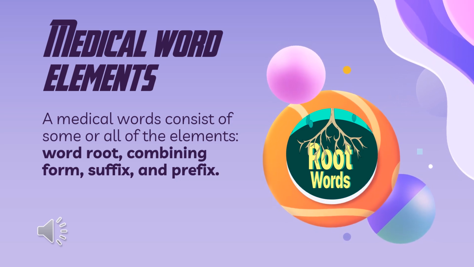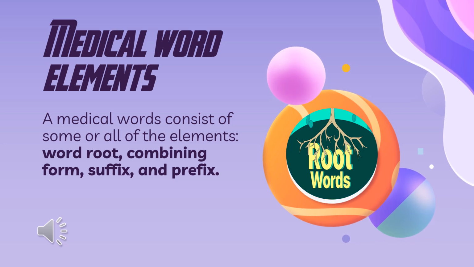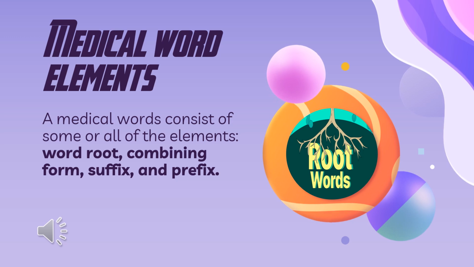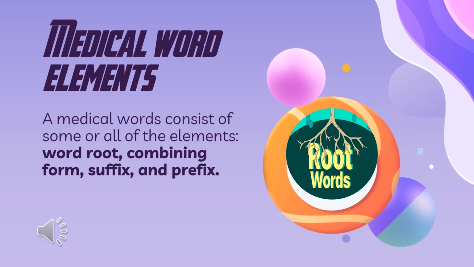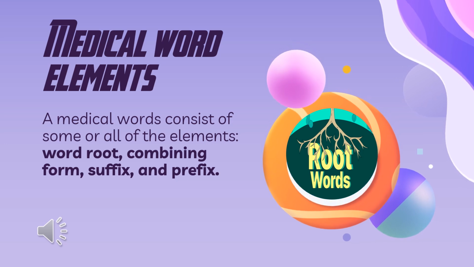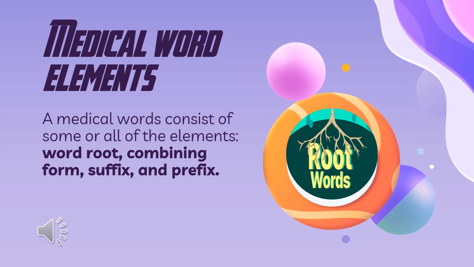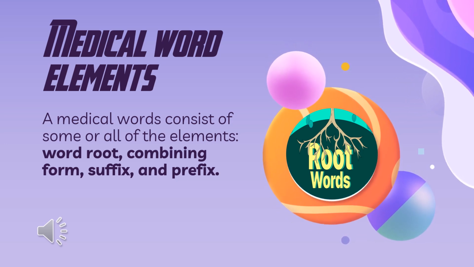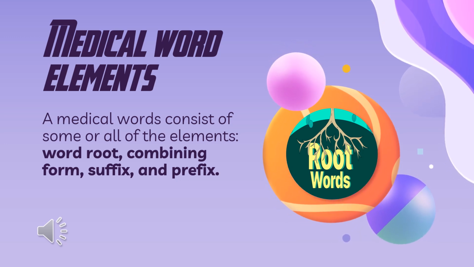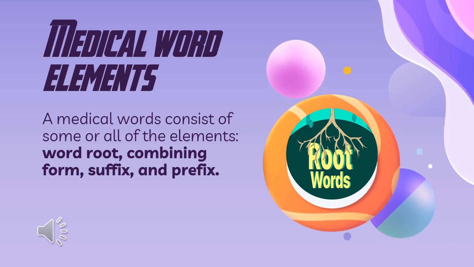A medical word consists of some or all of the following elements: word root, combining form, suffix, and prefix. Learning medical terminology is much easier once you understand how word parts work together to form medical terms. The purpose of this video is to help you identify these elements in order to construct medical terms correctly.